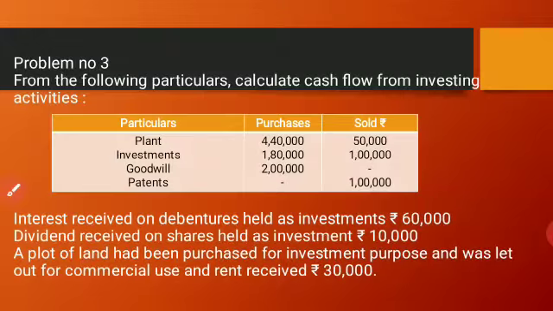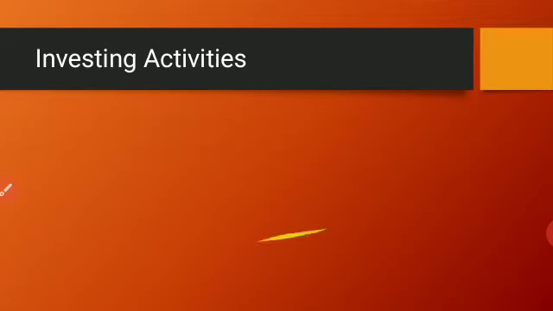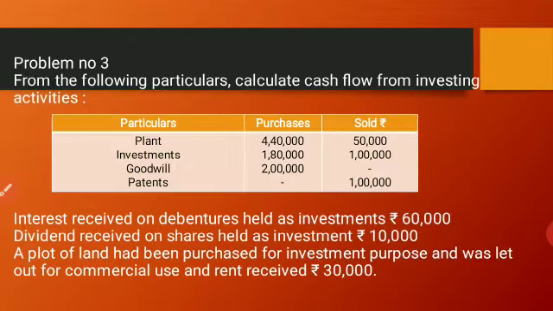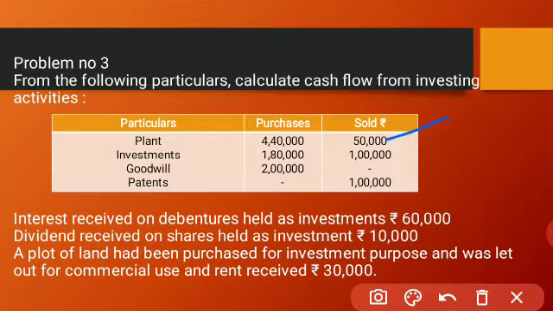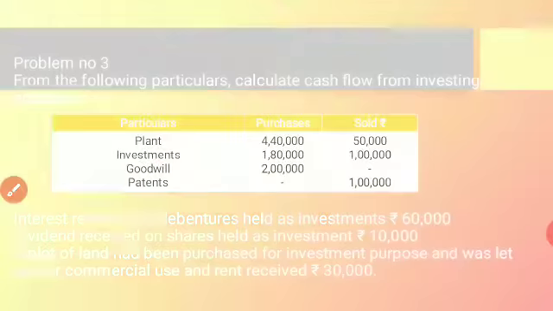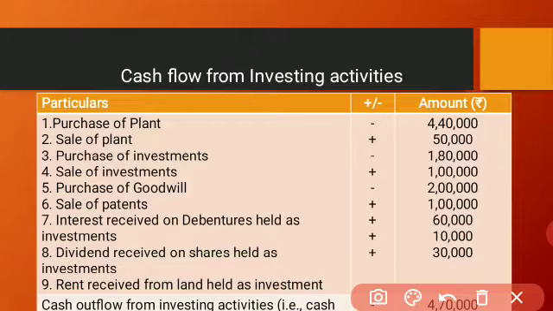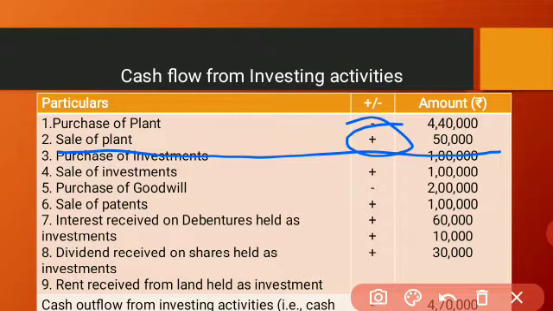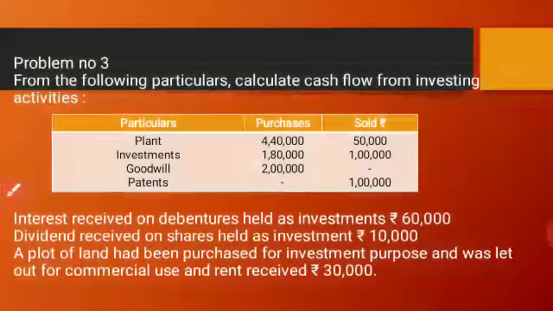What is the next one? Again they said plant they have sold for 50,000 rupees. Sale of plant. When we are purchasing, cash will go out of the hand. When we are selling, that means cash is coming to the business. So sale of plant 50,000 rupees we have to add. Purchase of plant will be deducted, whereas sale of plant will be added.